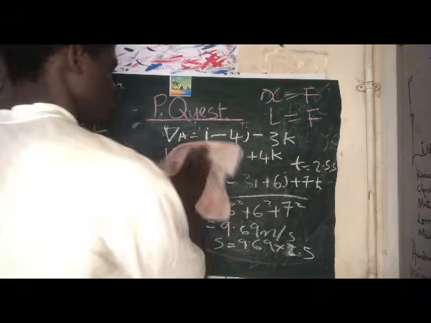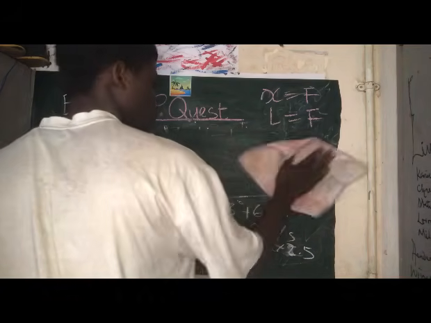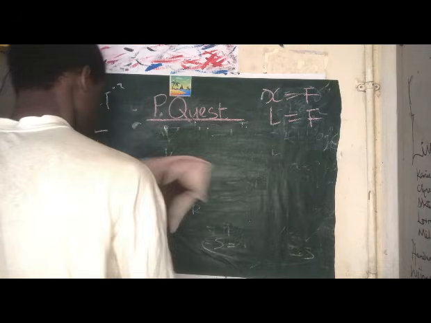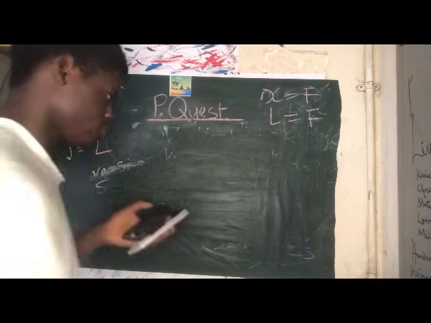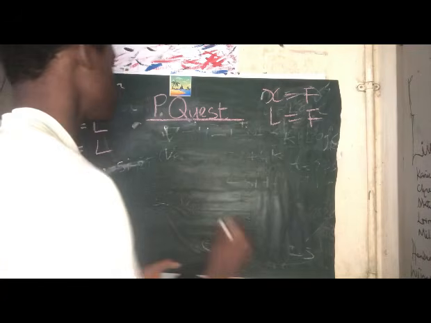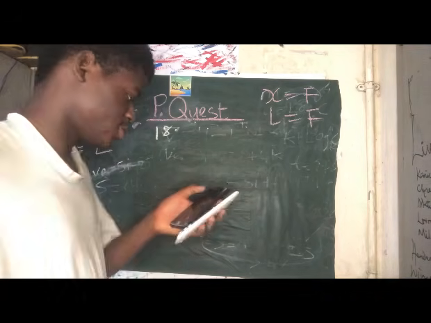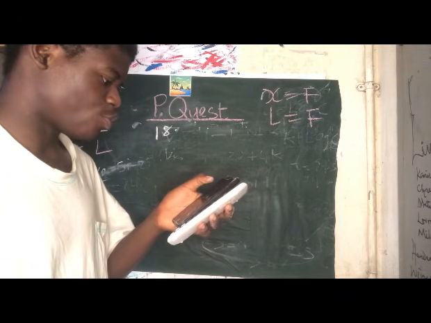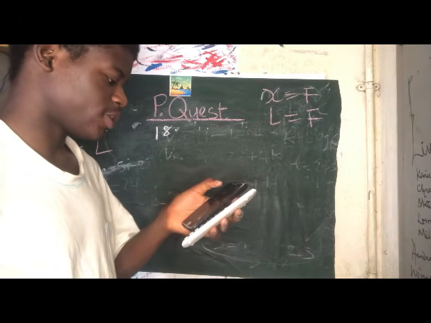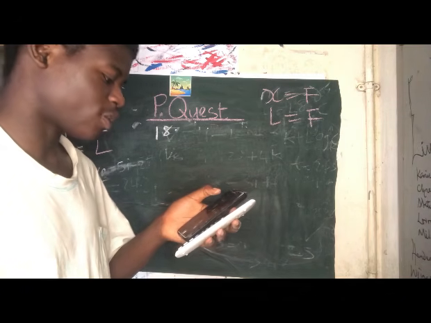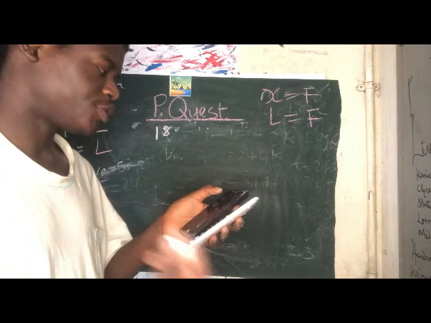Now, question number 18. This one is a little bit, it's not easy. A boat swims at 0.8 meter per second in a river flowing at 0.4 meter per second. Let's find the total time for 0.5 kilometer, that's 500 meter, upstream and back.